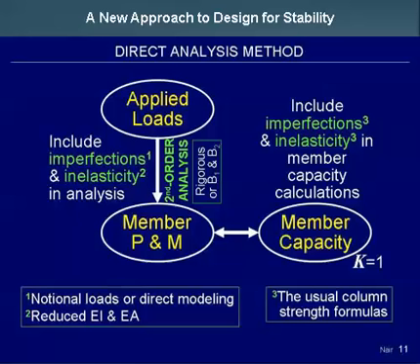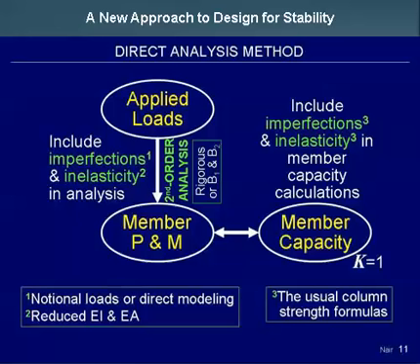So just to show how that looks diagrammatically, here's the direct analysis method. You do a second order analysis, either rigorous or by B1 and B2, the second order analysis. You include imperfections and inelasticity in that analysis. Imperfections, footnote 1, can be accounted for by notional loads or direct modeling. Inelasticity is accounted for by using a reduced EI and EA. And then you compare member demand calculated that way with member capacity calculated at k equals 1.